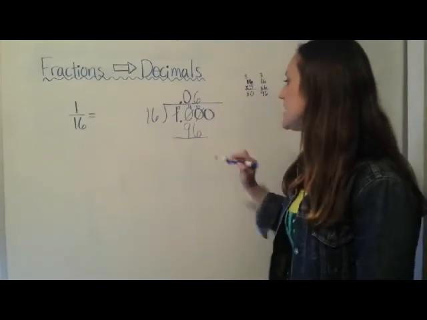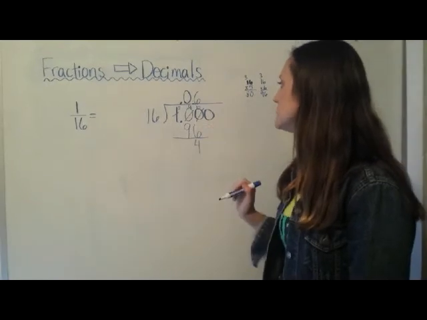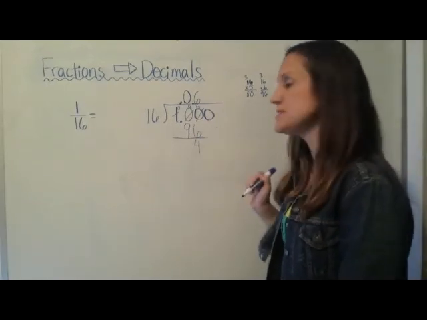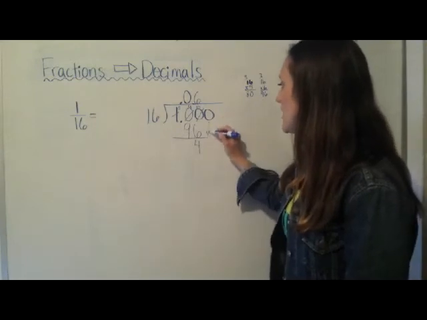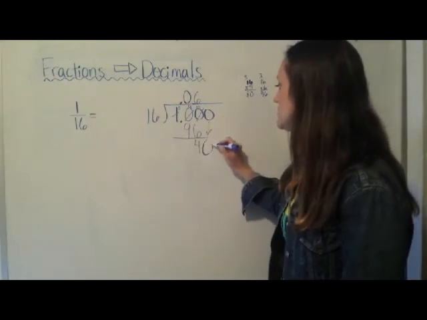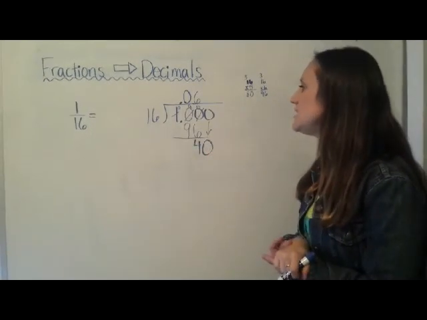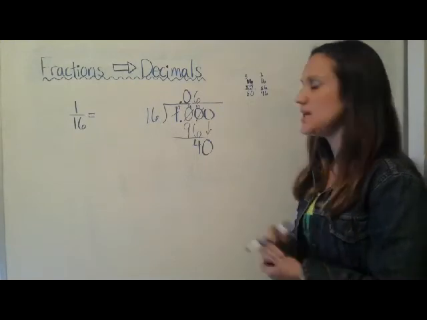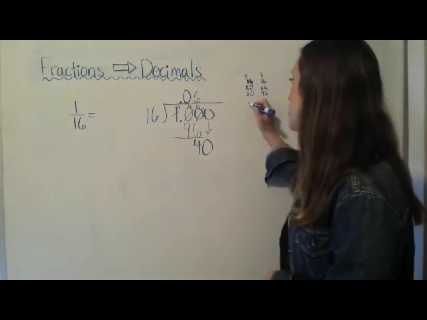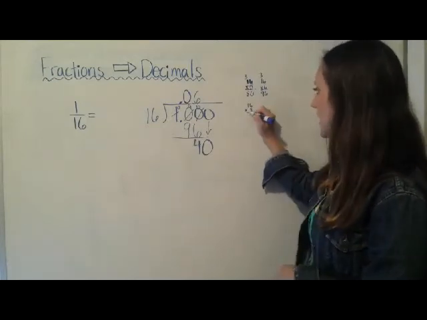So 10 minus 6 is 4. 9 minus 9 is 0. And 0 minus 0 is 0. So we have a 4. We bring down our 0. And now we're looking at 16 into 40. How many times will it fit? It looks to me maybe like 2. But I'm going to go off to my work area over here again and try it out.